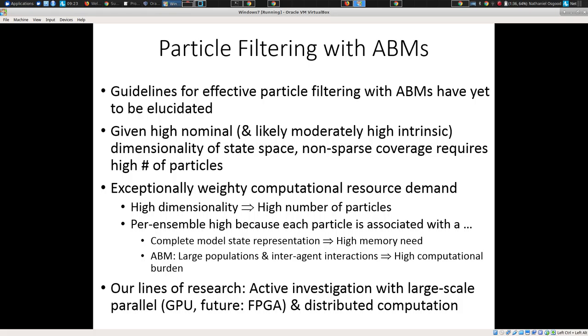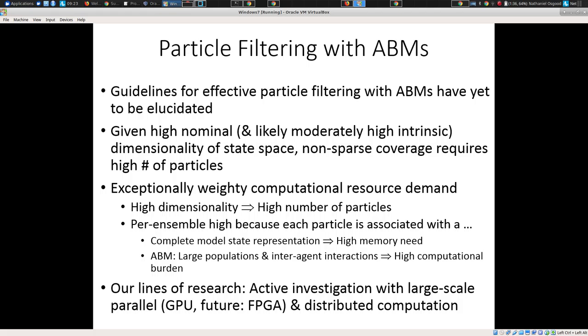And what this means is you're probably going to want a lot of particles. So 10,000 or more particles doesn't seem that unusual. It's perfectly reasonable. We run models with 10,000 particles interactively with some of our models. It's not that big. But what happens with an ABM is you actually need every particle to have a complete ABM within it, right?